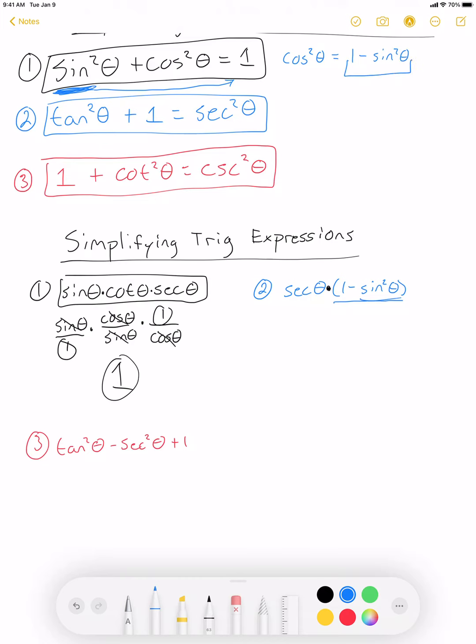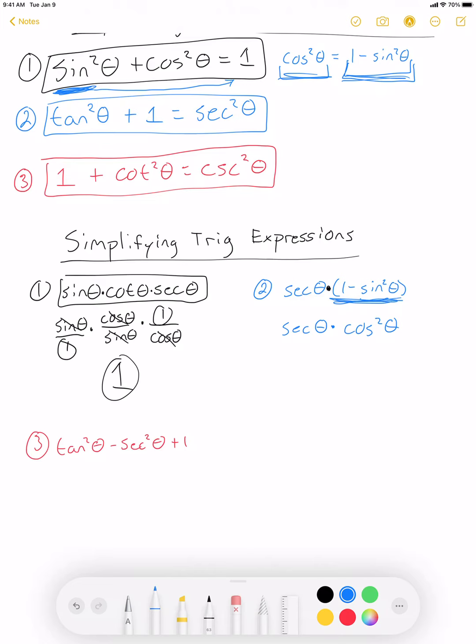Now do you see how this 1 minus sine squared is the same thing as what we have down here inside the parentheses? So these are equal to each other. It's like we can substitute or replace this 1 minus sine squared with cosine squared because they are equal to each other. And so what I'm going to do is rewrite this as secant theta times, instead of 1 minus sine squared, I'm replacing that with cosine squared because they are equivalent. They mean the same thing.